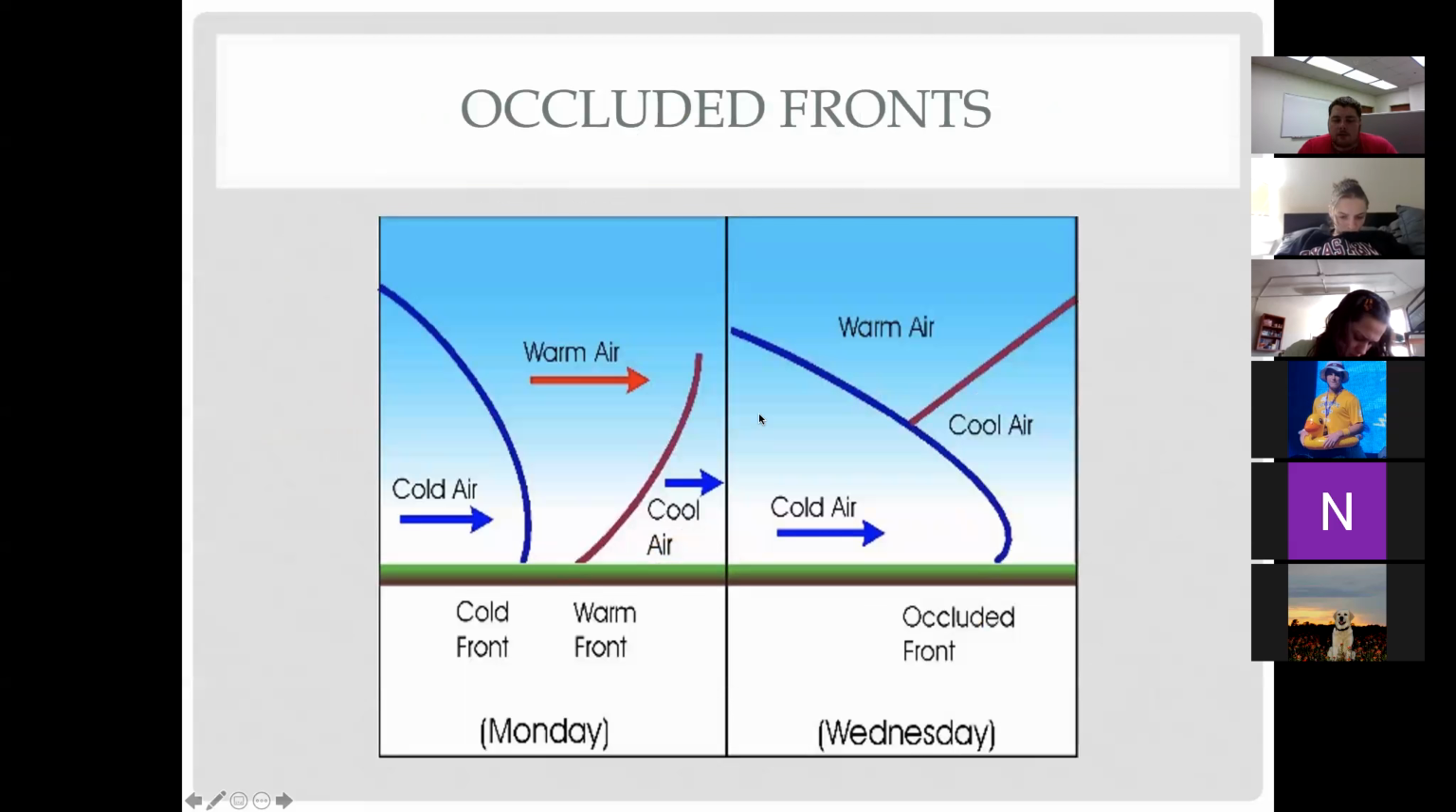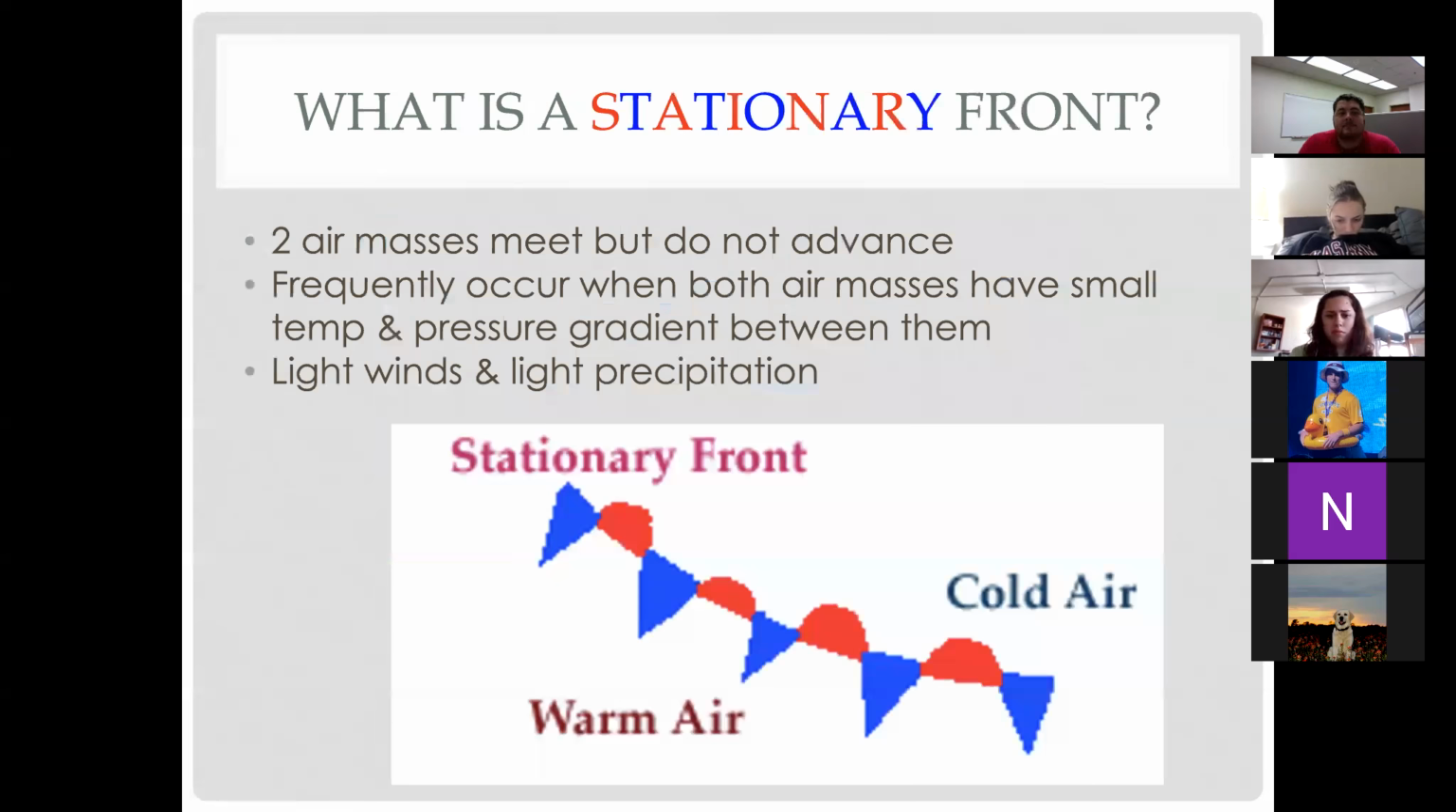Okay, and then occluded fronts. These are whenever fronts combine. As you can see here, we have a cold front and then a warm front on Monday, and then on Wednesday they combine together. You'll see this with the warm air and the cool air, but then you also have the colder air below it as well. So it's basically a combination of both fronts. These are a little bit more rare, but they do happen from time to time.